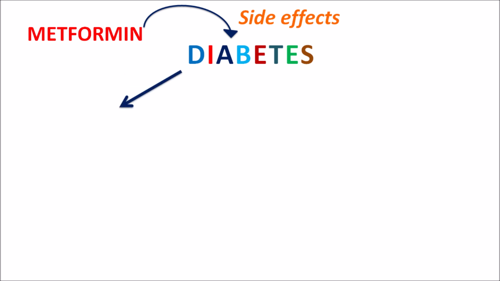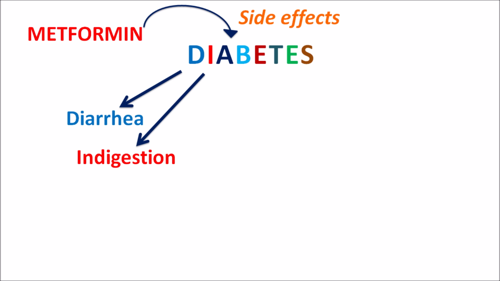D can be remembered as diarrhea. So one of the important side effects of Metformin is diarrhea, which is observed in many of the patients as this drug mainly produces gastrointestinal side effects. And the letter I can be remembered as indigestion. So indigestion is the second side effect produced by Metformin.